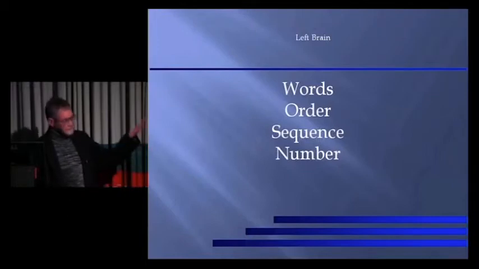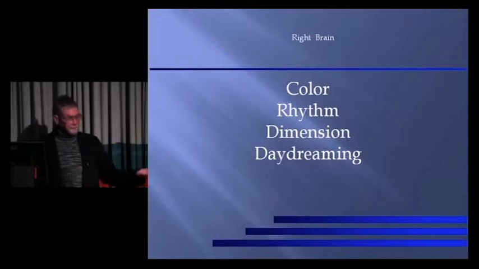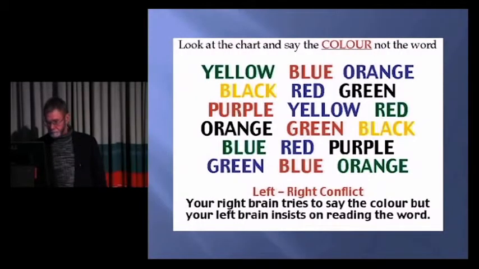This is sometimes referred to as left brain or right brain. Left brain likes lots of order, sequence, numbers. Right brain doesn't like the order as much. They're more concentrated on things like color, rhythm, dimensions, daydreaming, but in the right way. A little more open, a little less formalized version of study.